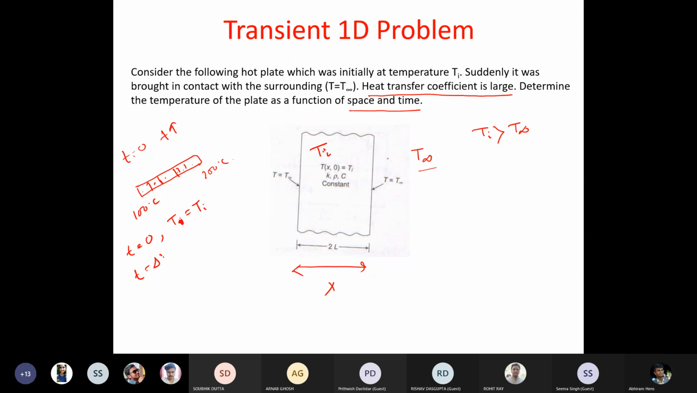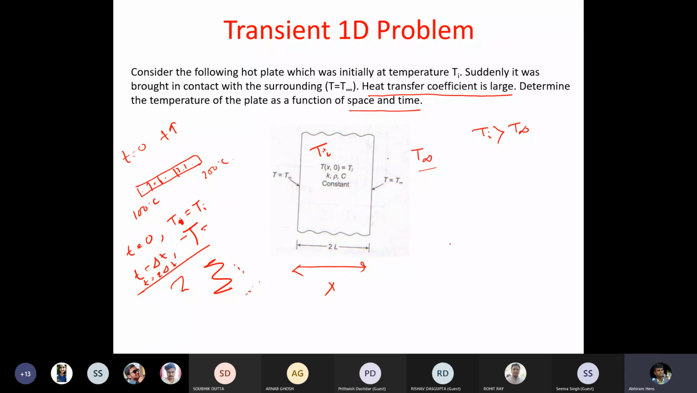what would be the temperatures at the points. So for all these points you need to know. Okay, then after t equal to 2 delta t, you need to know. So along with the spatial variation, you need to know the temporal variations with respect to time.